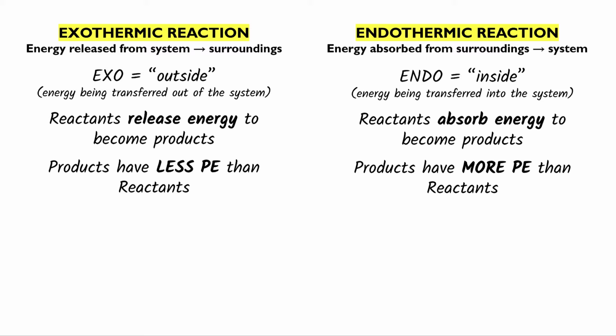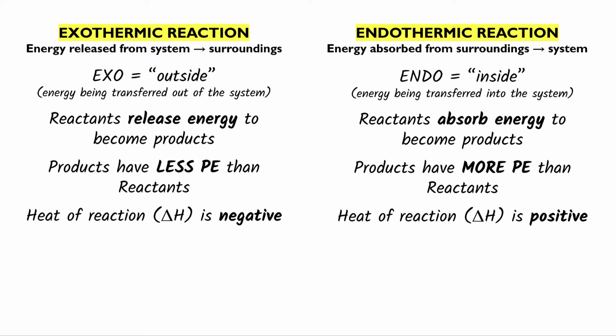Oftentimes this reaction will release heat or light, some form of detectable energy, and the products will have less potential energy than the reactants after that energy has been released. An endothermic reaction is the opposite. The prefix endo means inside, so energy is being transferred into the system from the surroundings. The reactants are absorbing energy to become products, and therefore the products have more potential energy than the reactants.